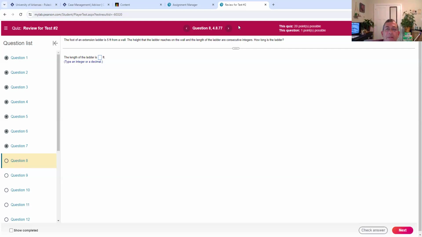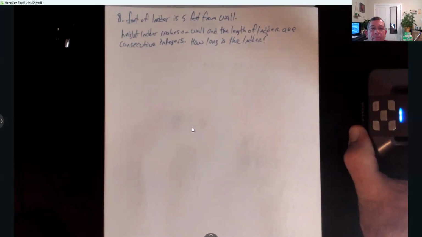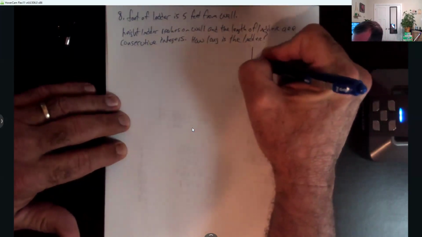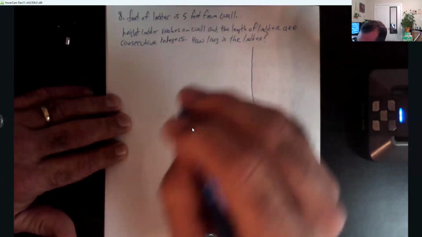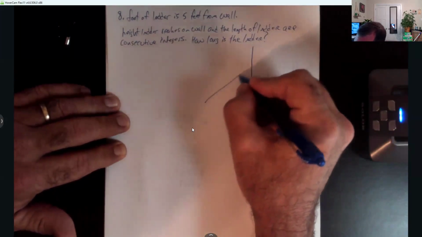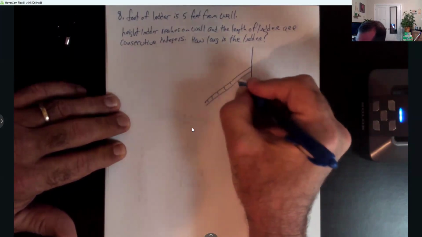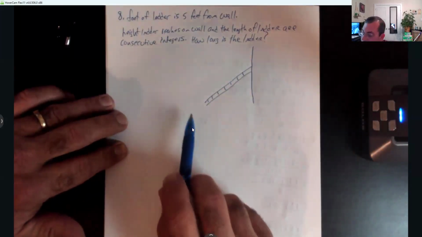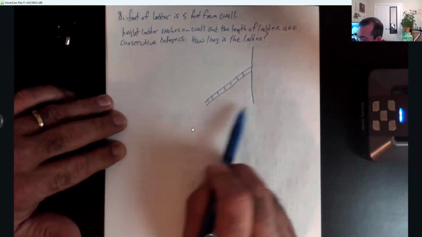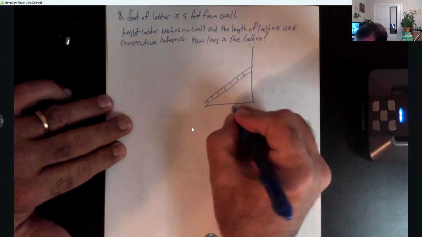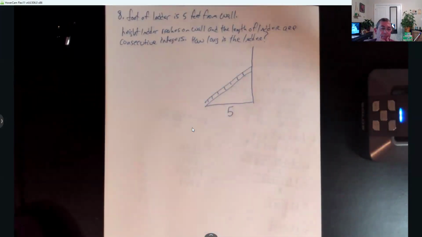All right, so we're about to play with this one. We're going to work that on our pad here. So let me get our question up. We're going to draw us a picture here. Here's me a wall sitting here, and I've got a ladder leaning up against it. The first thing I know is that the foot of this ladder is 5 feet from this wall. So this distance right here is 5 feet.